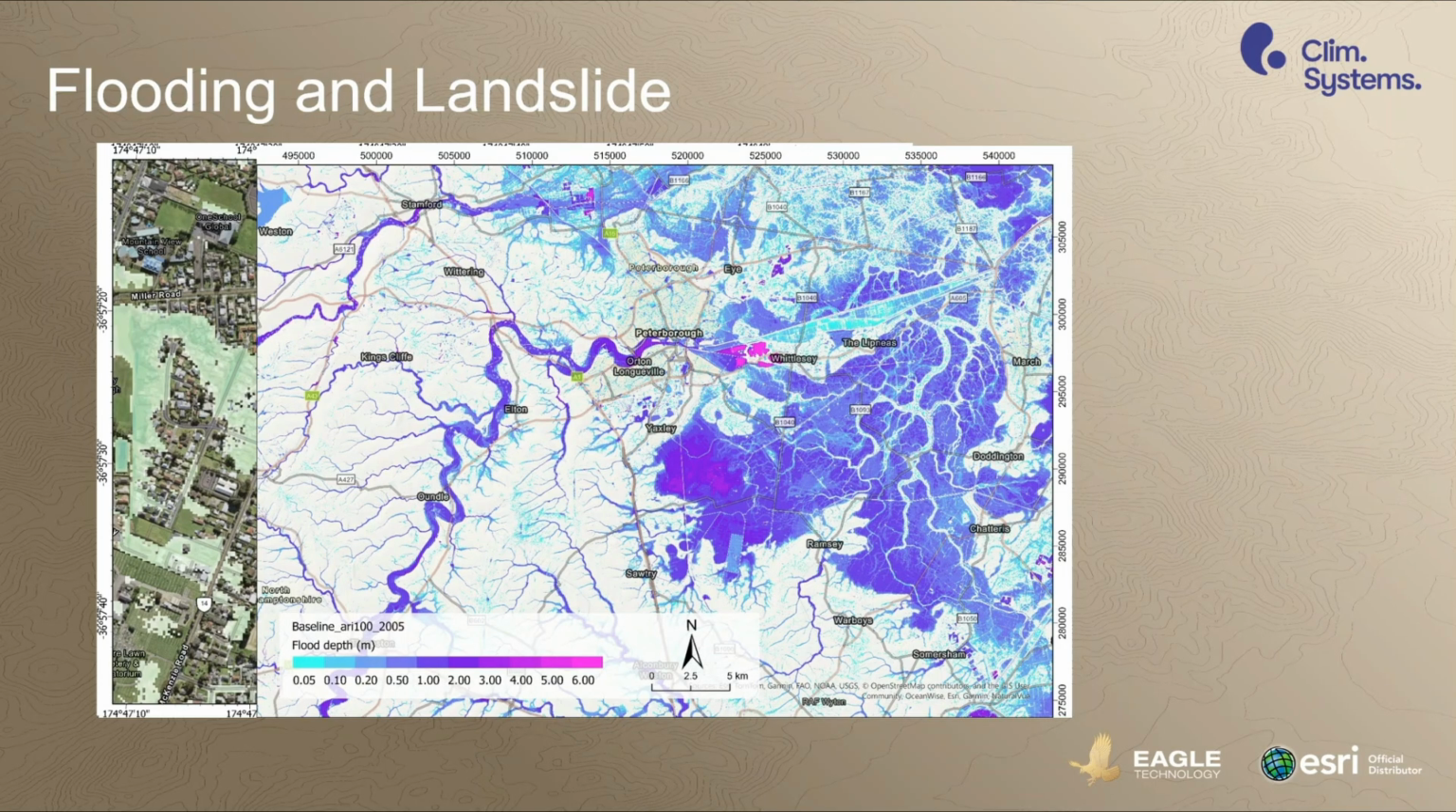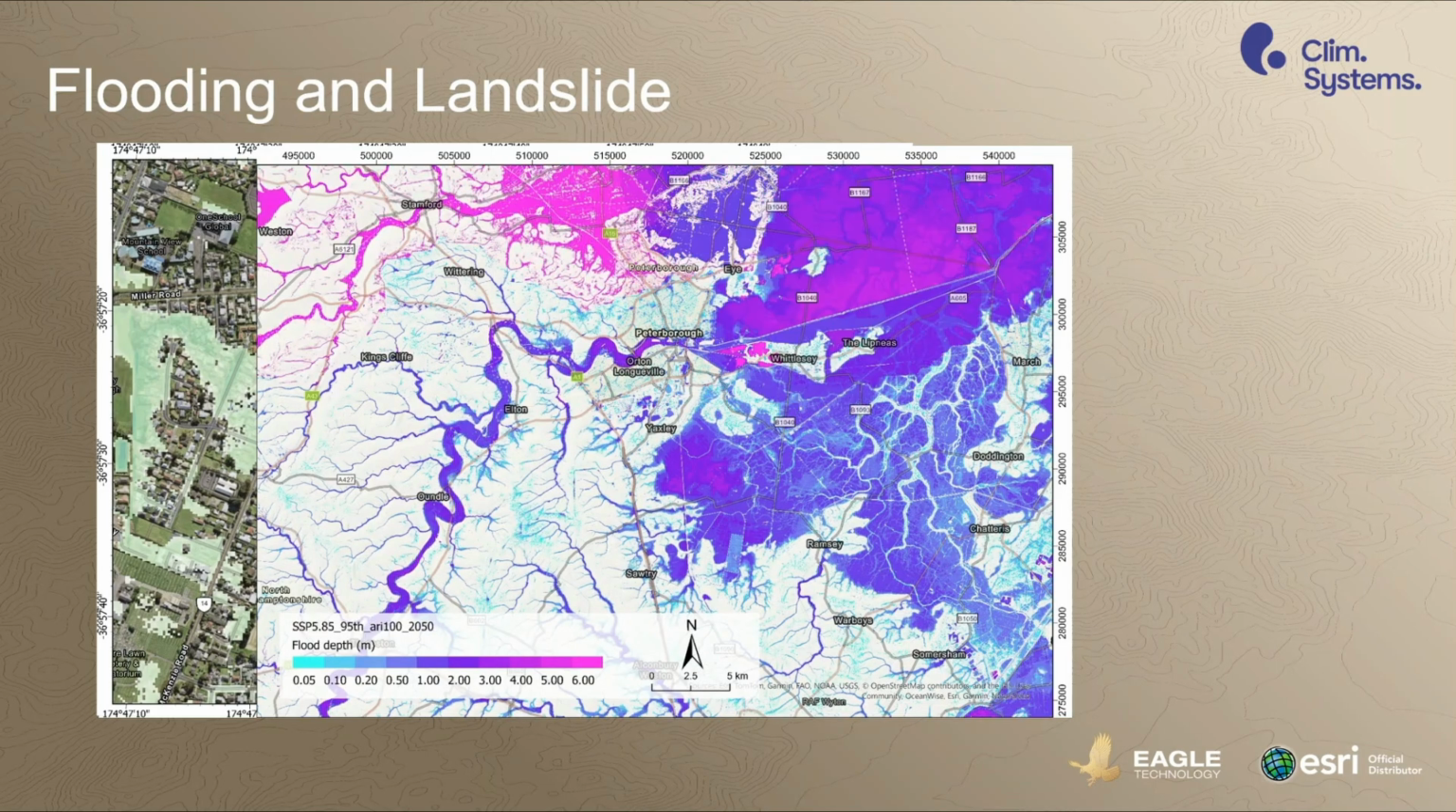This is a community modeling project in Peterborough in the UK, where we provided the baseline flood depths for a 1 in 100 year event, and then added in future flood risk with an ARI 100 event for 2050. You can see there's quite a profound change in the depths of flood across this community in the UK.